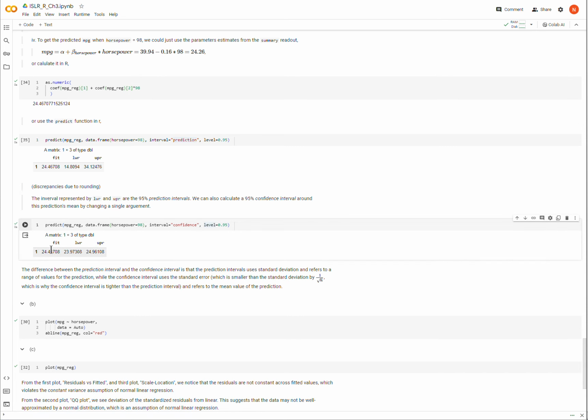So I'm going to run that. Notice I get the same fit, but now I get a different interval. Okay. So I get a much more narrow interval. So what's going on here? What's the difference between these two?